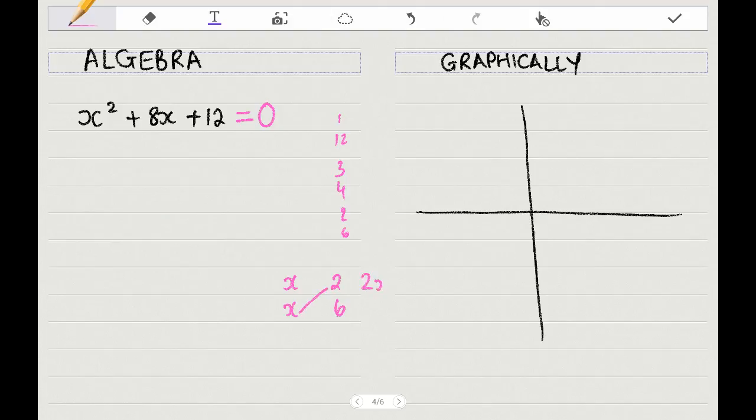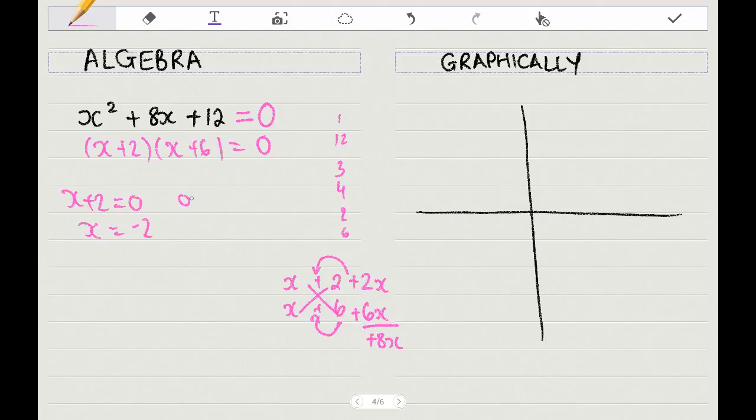So 2x, and x times 6 is 6x, and what we want is a plus 8x. How would we get plus 8x from 2 and 6? Well, it has to be plus 6 and plus 2, and we put the signs over there. So this is x plus 2 times x plus 6 is equal to 0, so x plus 2 is equal to 0, so x is equal to minus 2, or x plus 6 is equal to 0, so x is equal to minus 6. So again, if that is minus 2 and if that is minus 6, our parabola would look like that.